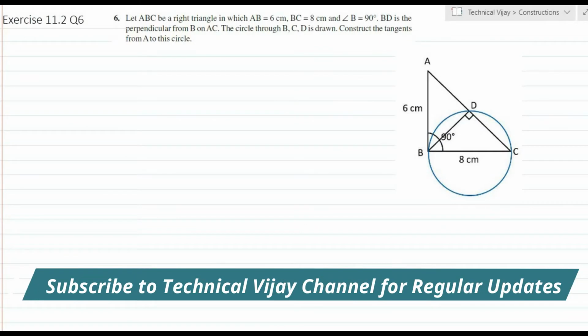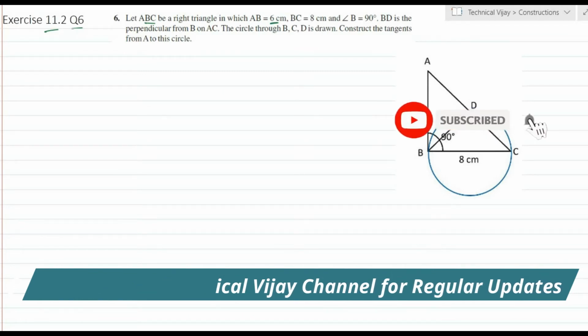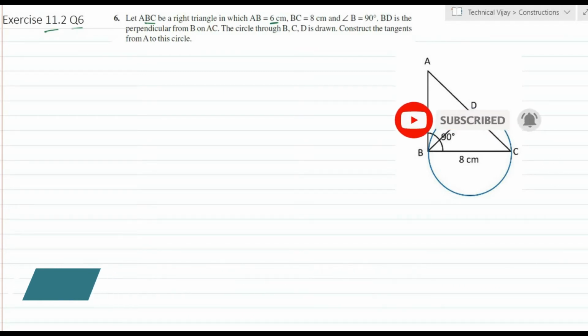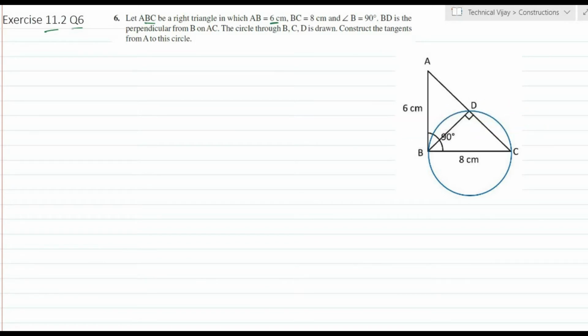Exercise 11.2, question number 6. Let ABC be a right angle triangle in which AB is equal to 6 centimeter, BC is equal to 8 centimeter, and angle B is equal to 90 degrees. BD is the perpendicular from B on AC. That is given, BD is perpendicular to AC. Of course, angle B is 90 degrees, this is a right angle triangle.